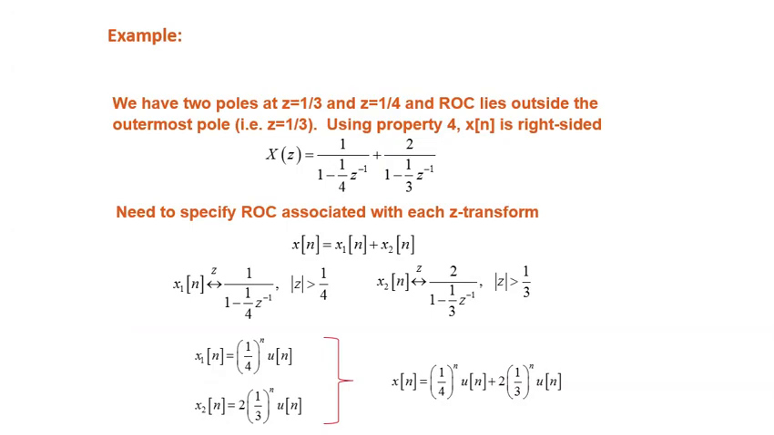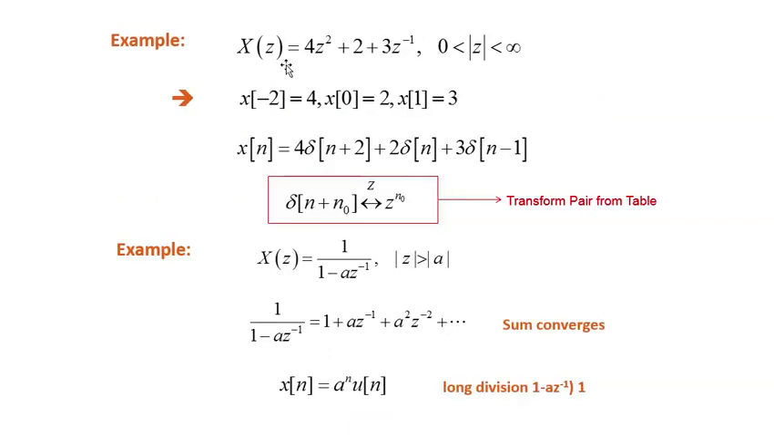Let me tell you a trick. Imagine we want to find the inverse z transform of 4z squared plus 2 plus 3z to the power of minus 1. You remember I told you the z transform of delta n will be 1. So of course the z transform of 2 delta n will be 2. Now we have z squared. It has to be delta n plus 2. So 4z squared is going to be 4 delta n plus 2. We have 3z to the power of minus 1. It's going to be 3 delta n minus 1.